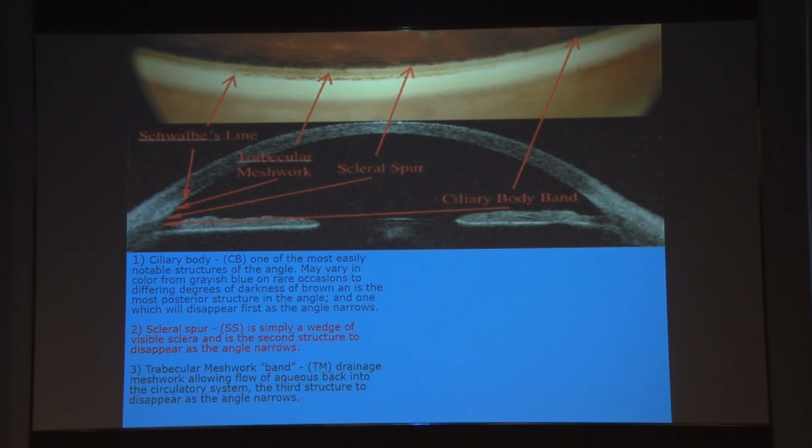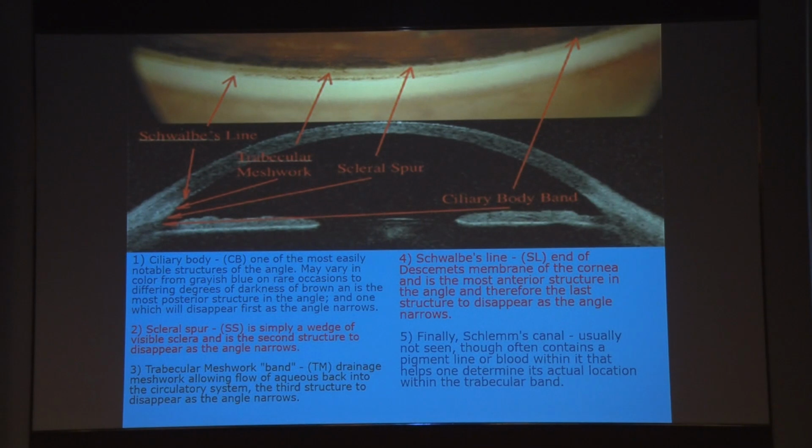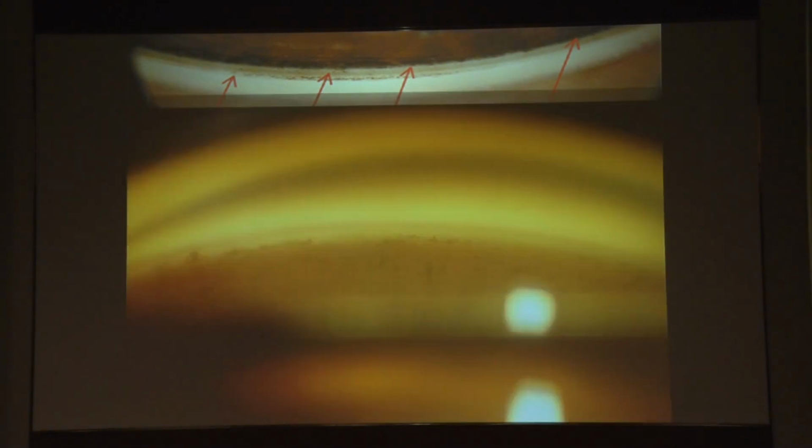Trabecular meshwork, we have two parts of it. The anterior one, which is non-pigmented, and the posterior one, which is pigmented. And if you see the trabecular meshwork, you can grade that angle as open. If you do not see the trabecular meshwork, then it's a closed angle. It's as simple as that. Then you have the Schwalbe's line, which I just spoke to you about in detail. And finally, you have the Schlemm's canal, which is usually not visible, but sometimes there can be blood in the Schlemm's canal as well, and you can see it.